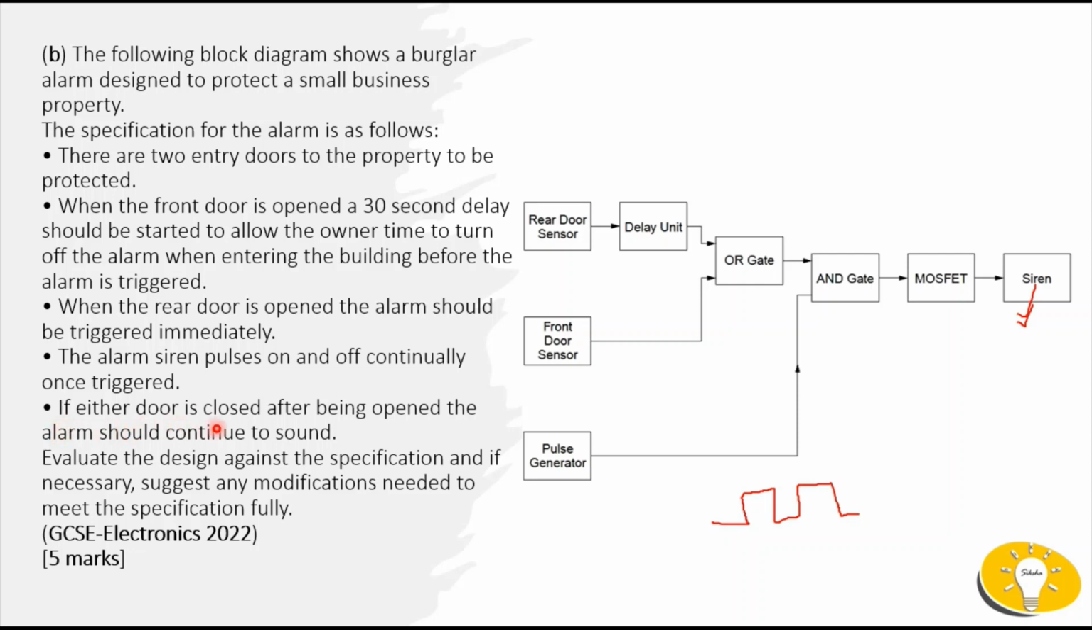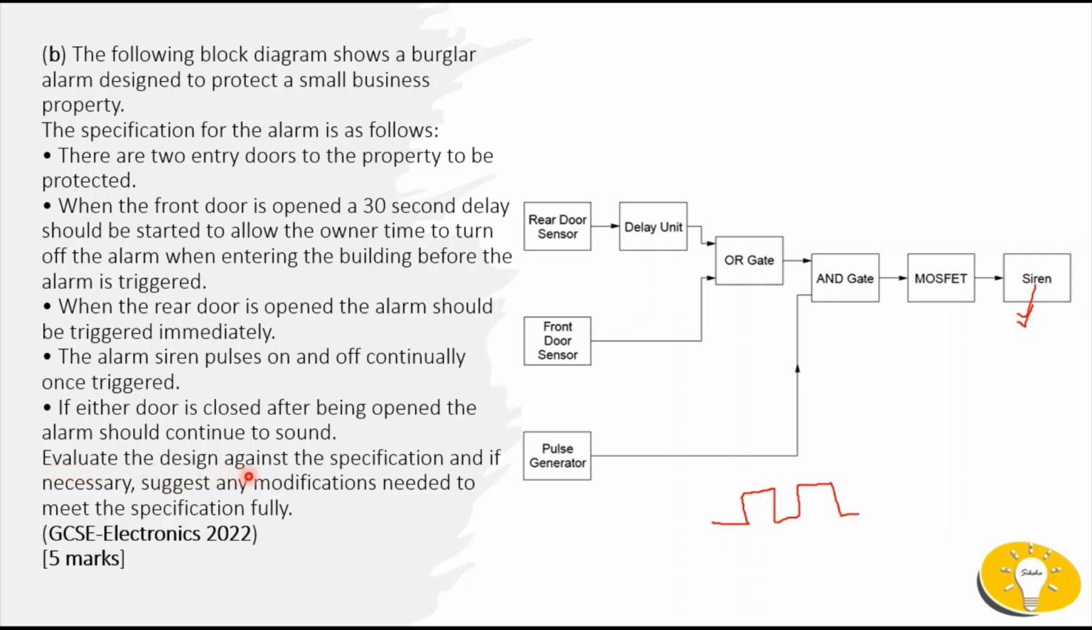Now if either door is closed after being opened, the alarm should continue to sound. So again, there should be some kind of a latch to store the data. A latch should be connected here so that your siren or alarm sounds continuously even if the door is closed after opening.